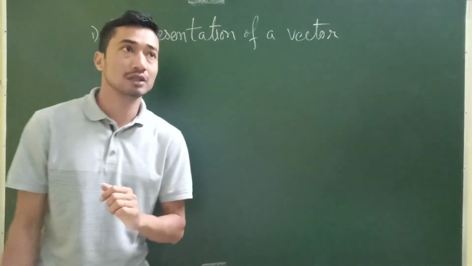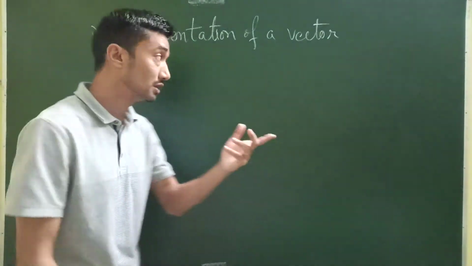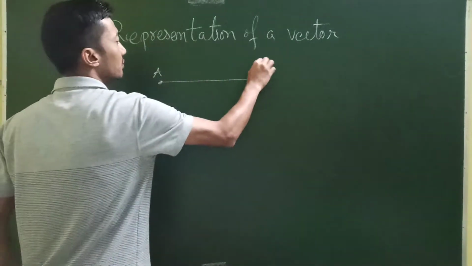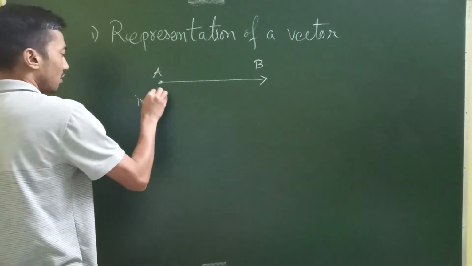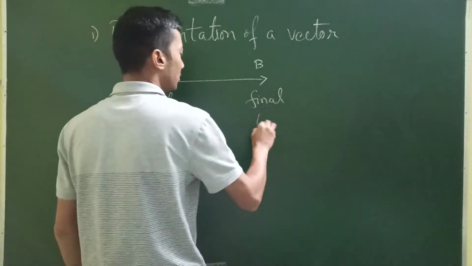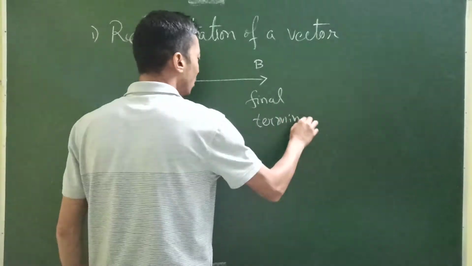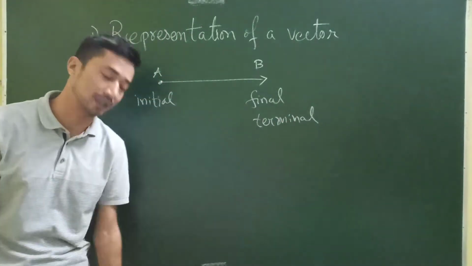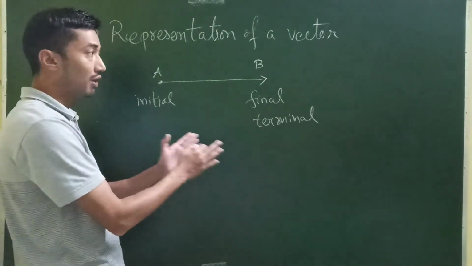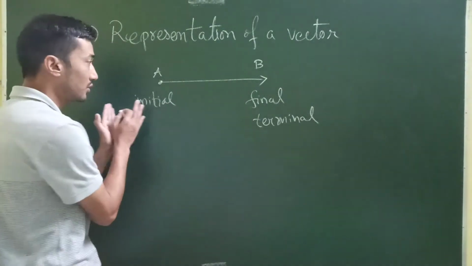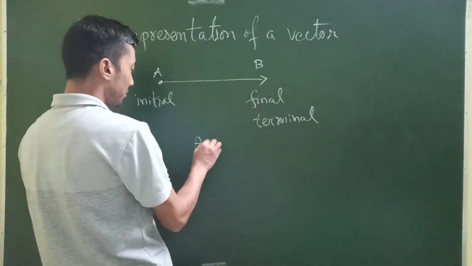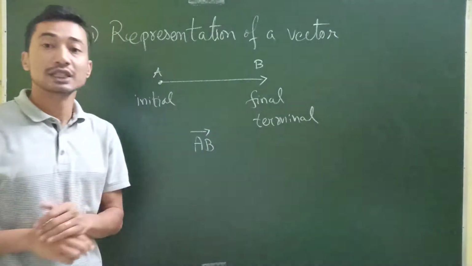What was a vector? A vector was a directed line segment, where, say, if it's moving from A to B, A is called the initial point and B is called the final point, also called the terminal point. So a vector is a directed line segment moving in a particular direction. As per this vector, it's from A to B. So how do you represent a vector? That can be represented in the form of vector AB.